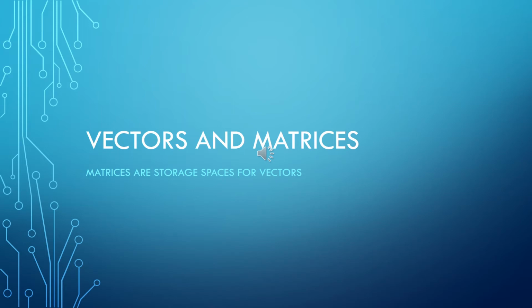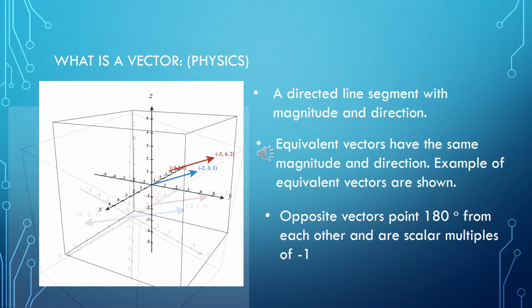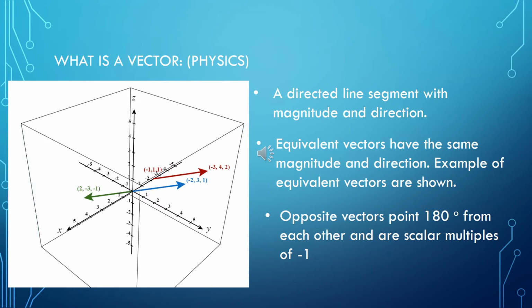Welcome to Online Linear Algebra, and in this video we will be discussing vectors and matrices and how matrices are storage spaces for vectors. The physics definition of a vector is that it is a directed line segment with magnitude and direction. That means it's a segment in which you have a starting point called the initial point and an ending point called the terminal point.